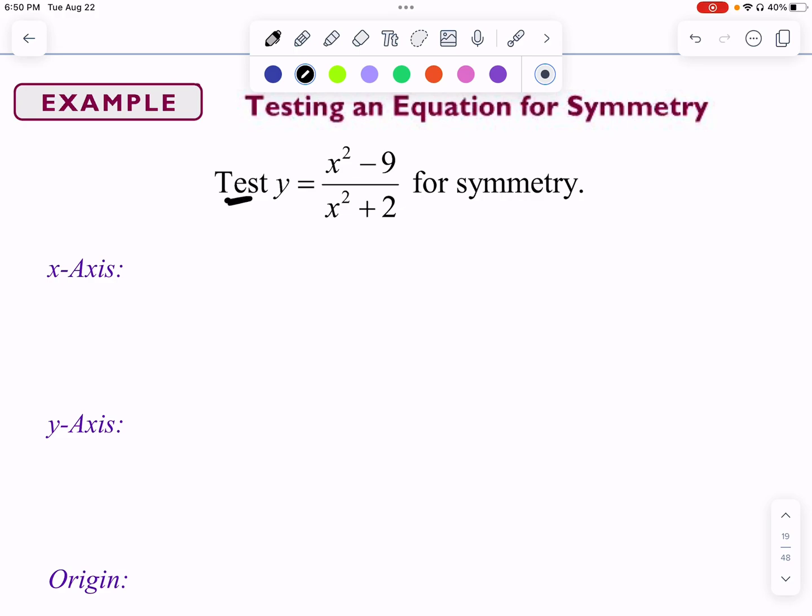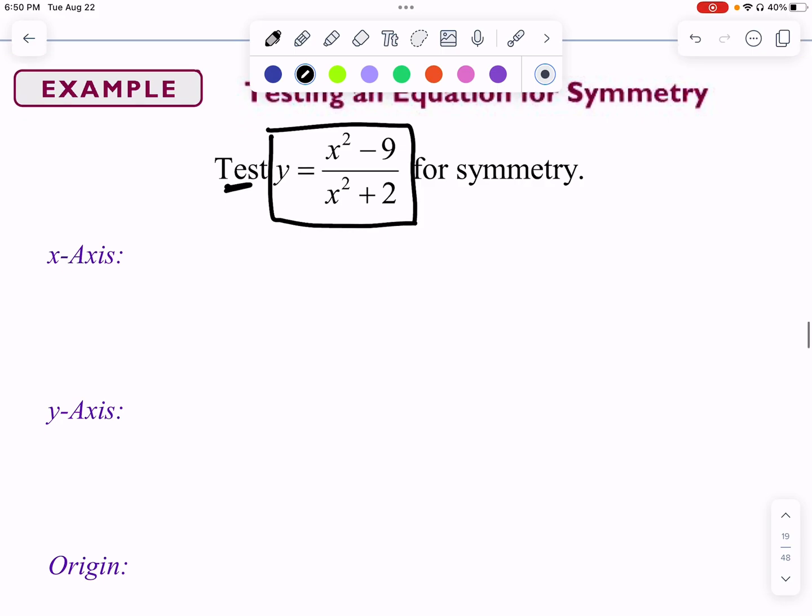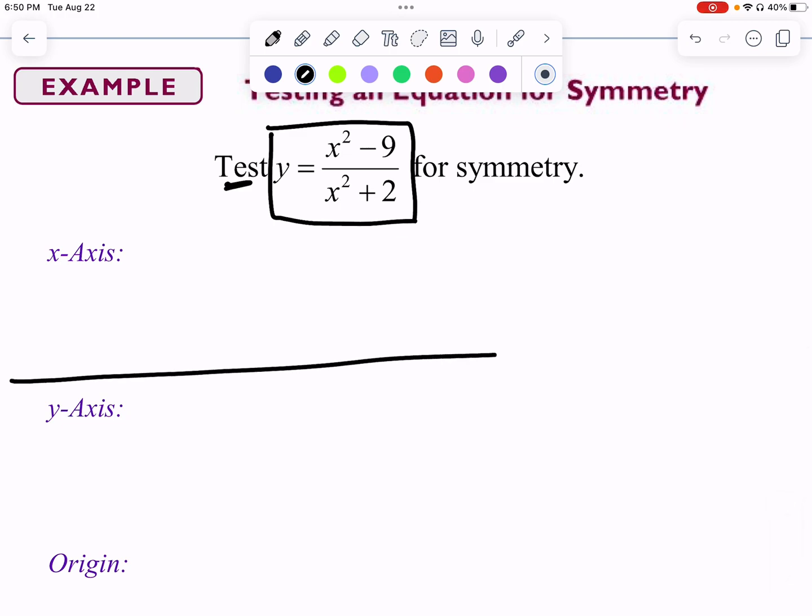This one's saying test for symmetry. I have clearly been given an equation, and I need to test it for symmetry. Now, keep in mind, we are assuming we do not have access to any graphing tools. And I need to be able to figure out if this graph is symmetric with respect to anything or not. So what I'll do here is start with the y-axis concept.